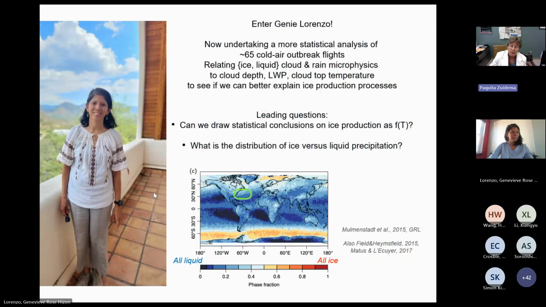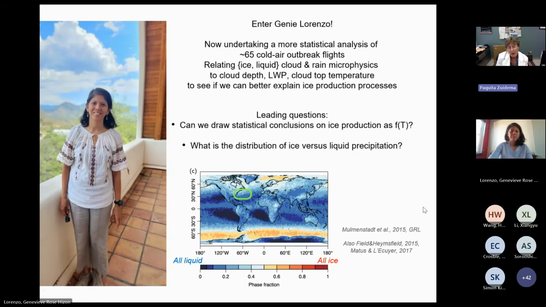Sithala moved on to work at NASA Langley, and Jenny Lorenzo, who some of you may know from CAMPEX, a student of Armin's and ready to do a postdoc, is now working on ACTIVATE data, which I'm absolutely thrilled about. With her, we are now undertaking a more statistical analysis of about 65 cold air outbreak flights. For that previous paper, the reviewers commented that we were maybe overinterpreting some of the data. A fair comment.